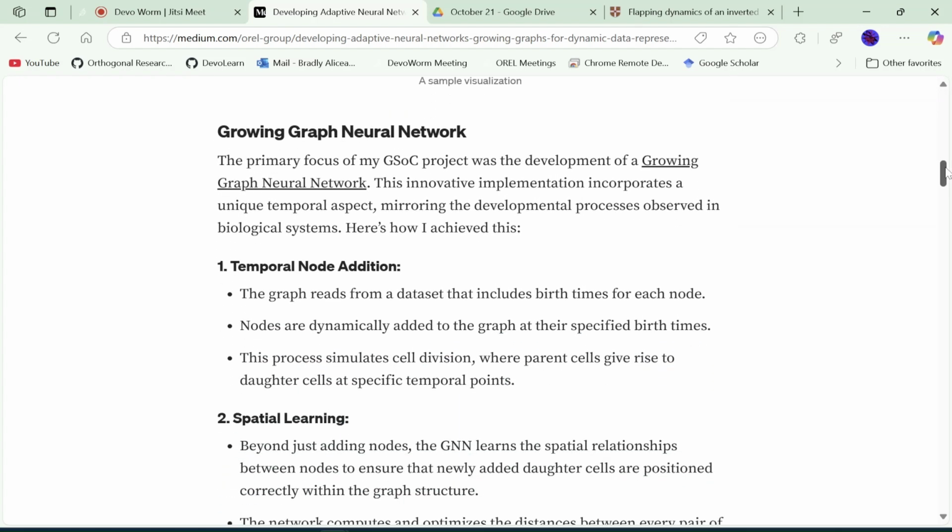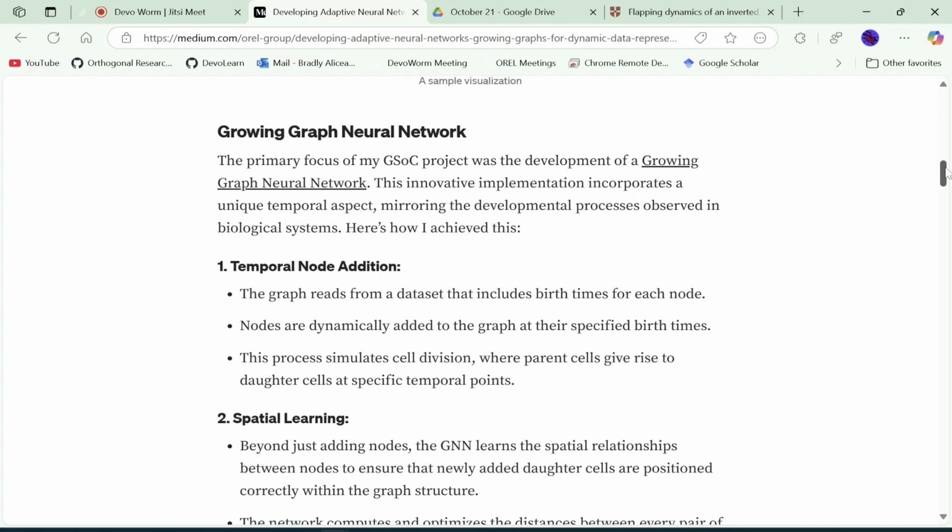So we had a couple things in the growing graph neural network. We had temporal node addition, which is where the graph reads from a data set. Every time a new cell is born, it's added to the graph. Every time a cell dies, it's removed from the graph. And so you end up with this doubling of nodes every so often, and then you have this change in connectivity. The second part is nodes are dynamically added to the graph at their specified birth time. The timing of this process mirrors what happens in an embryo. And then this simulates cell division.